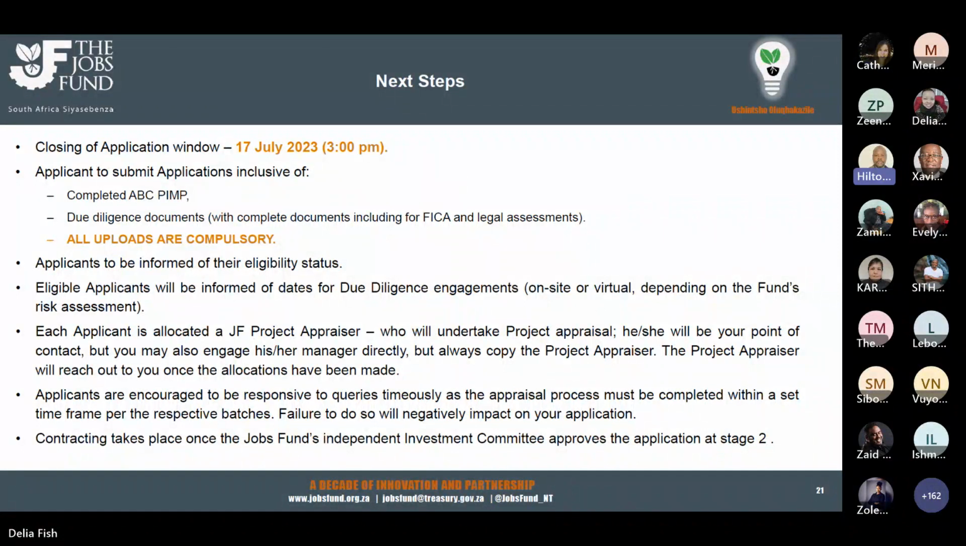Please note that contracting will only take place after the approval of stage 2 by the investment committee. As you know, we're going through first stage and second stage. Only after the last approval, which is stage 2, will we move into the contracting stage of the projects. Next slide, please, Leah.